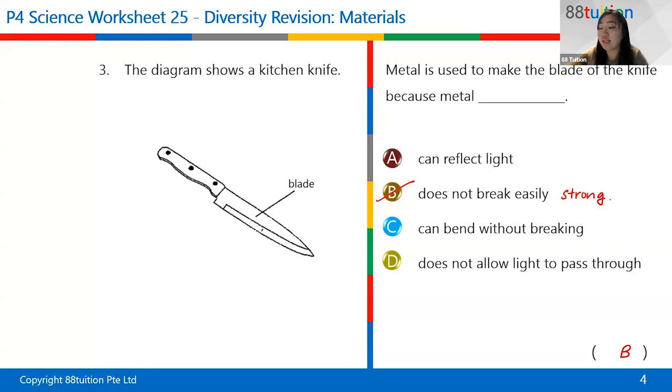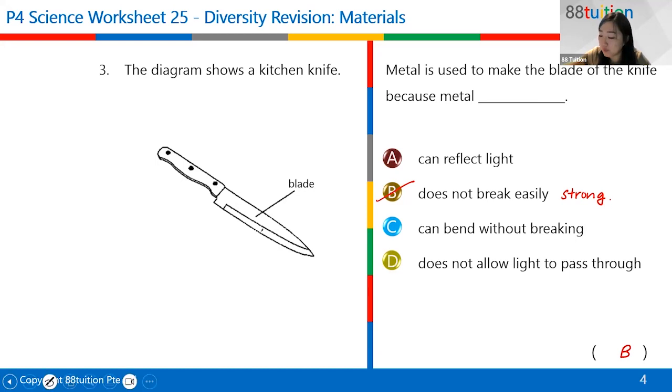Then you have to think about the practicality of using the knife. Basically, we use the knife because it is strong. It's not really because it can reflect light. Most of the time, knives made of metal can reflect light, but does it serve the purpose of using a knife? If it does not serve the purpose, then it's not the property we're looking at. Of course, we do not want a knife that can bend, or it'll be very difficult to cut your fruits and vegetables. Allowing light to pass through is not the main thing. It's secondary, not so important. So yes, it does not break easily.